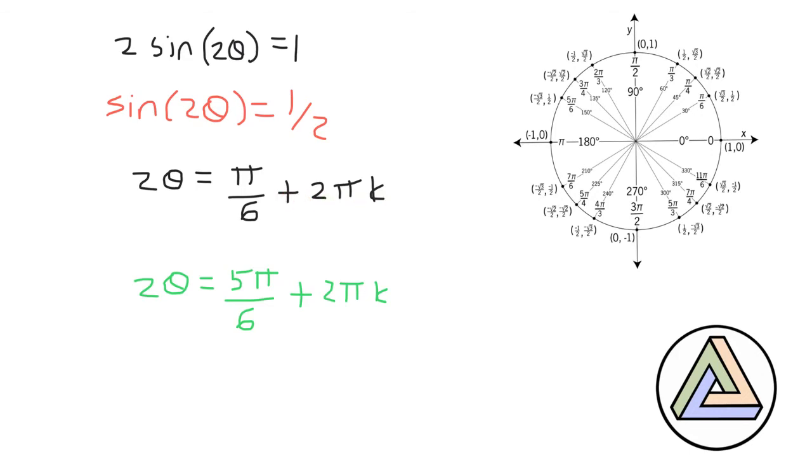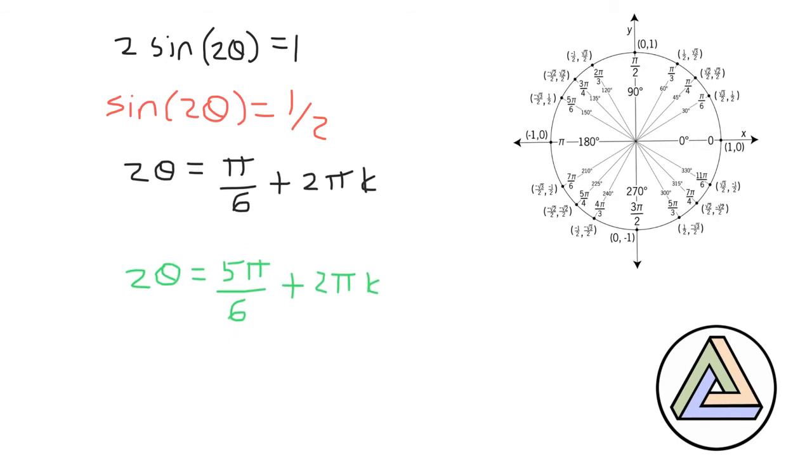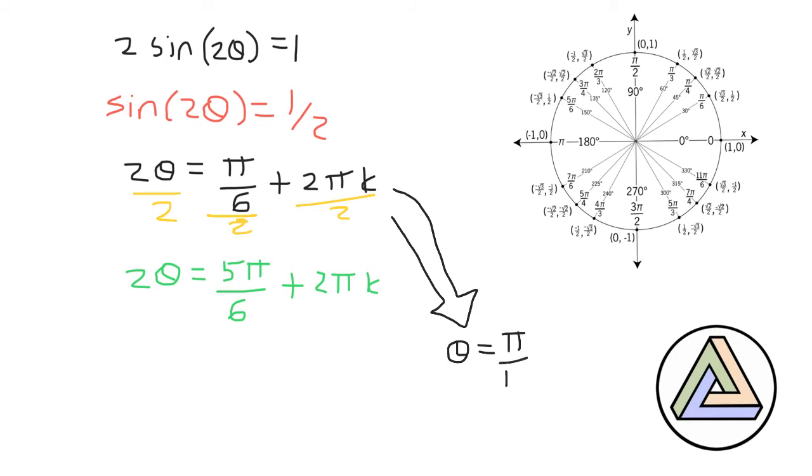Now, at the end of the day, we're not trying to figure out what 2 theta is. We're trying to find out what theta is. So that's really easy, though. All you got to do is divide both sides by 2. So this divided by 2, this divided by 2, and this divided by 2. What would that give us? We'll bring it down here. That would give us theta equals pi over 12 plus 2 pi k.